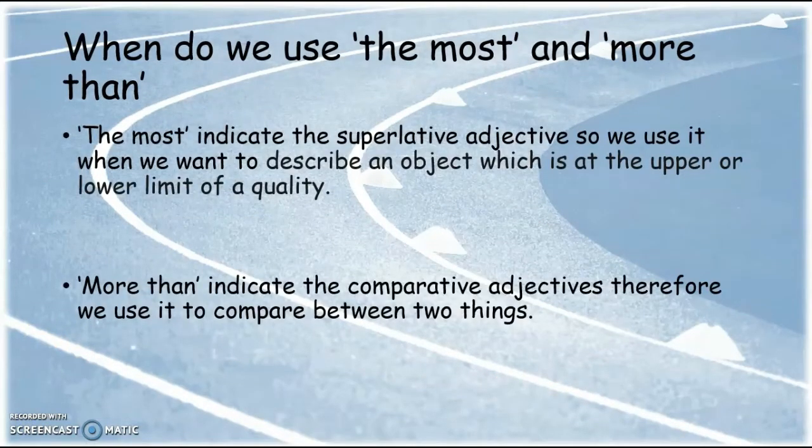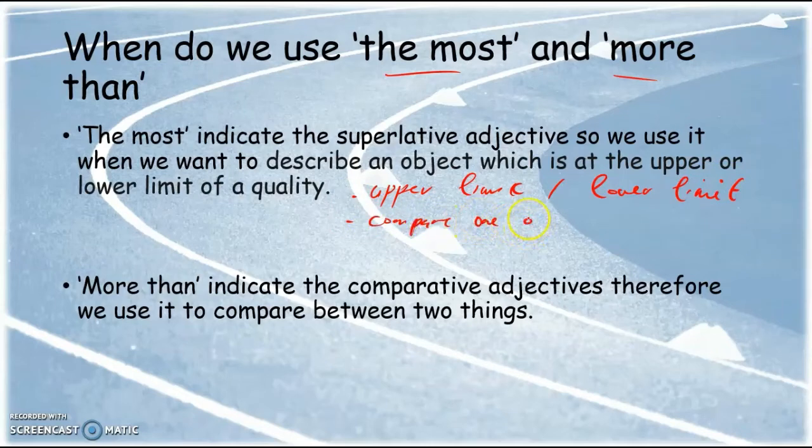Next, we shall ask ourselves, when do we use "the most" and "more than"? We use "the most" when we want to refer to a superlative adjective, meaning the object that we are describing achieves the upper limit or the lower limit, and we compare this one object in a group.